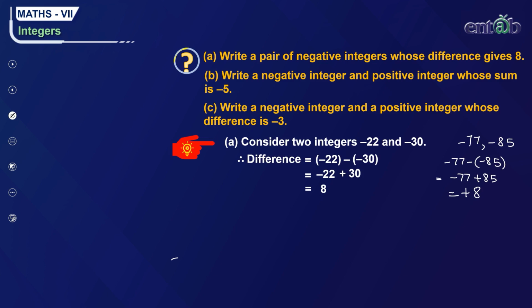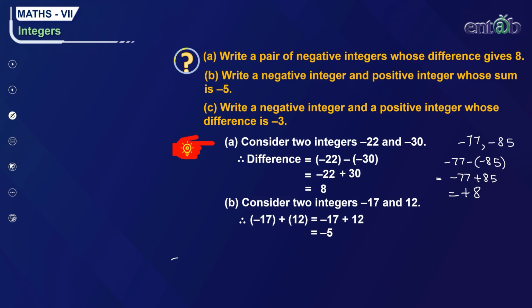Write a negative integer and a positive integer whose sum is minus 5. So, let's see. Consider two integers negative 17 and 12. Let's take their sum. Minus 17 plus 12 is minus 5. Another example of a negative and a positive integer whose sum is minus 5 can be minus 10 and 5. So, let's add minus 10 plus 5, that is equal to minus 5.